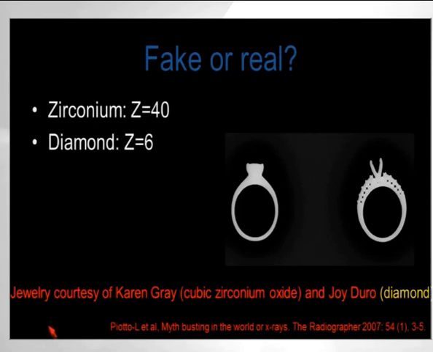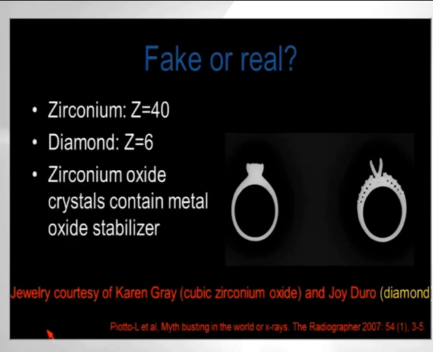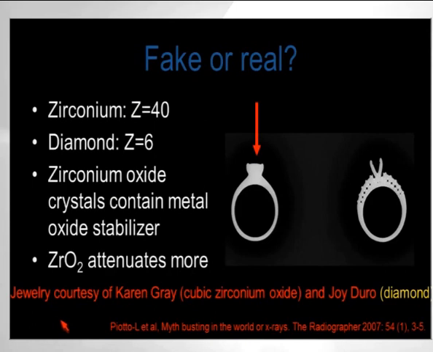In addition, the making of zirconium crystals requires metallic oxide stabilizers such as yttrium oxide, which is also much more dense than real diamonds are, and this is why cubic zirconium oxides are radiodense and real diamonds are radiolucent. So her ring, in fact, was valuable.